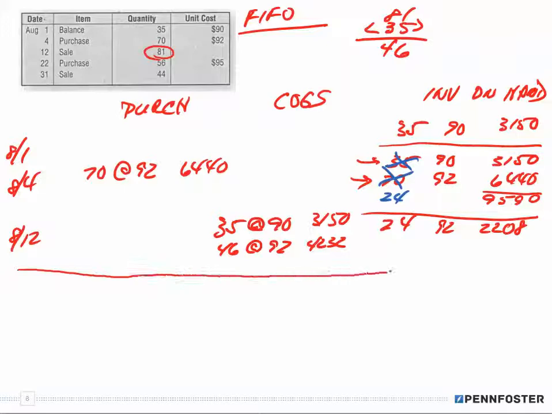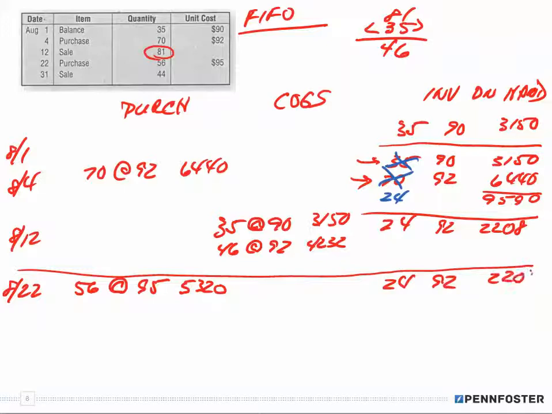Okay, so let me draw a line across here. Then on 8/22, I'm going to purchase 56 at $95, which gives me 5,320. So now my inventory has 24 at 92 for 2,208 and 56 at 95 for 5,320. So my total inventory is 8,257.